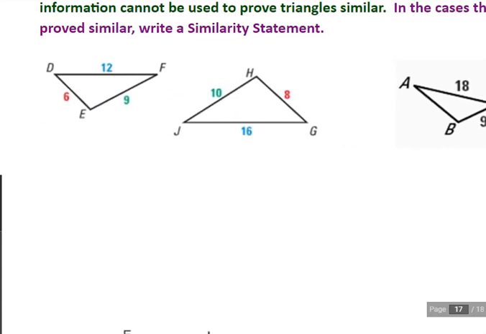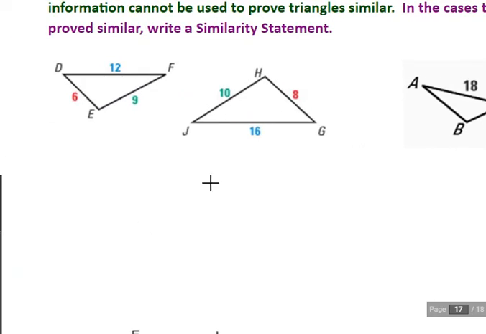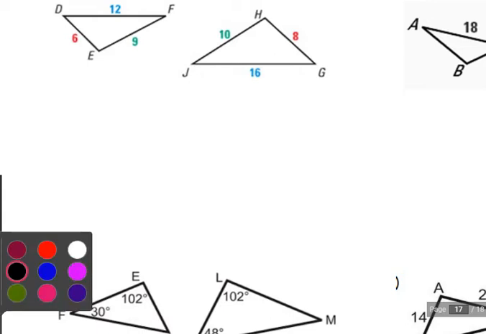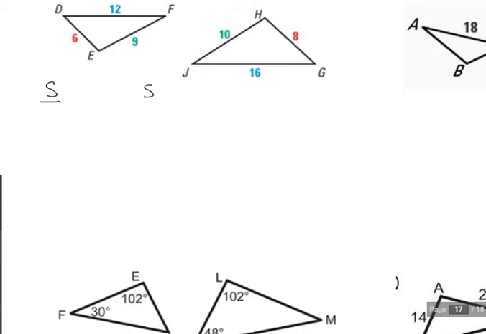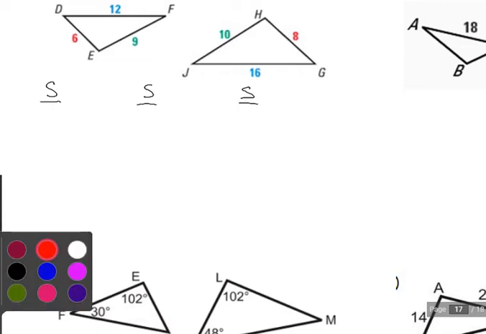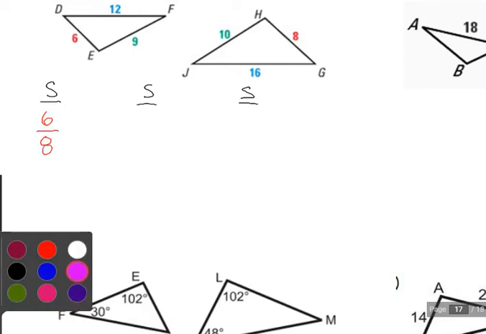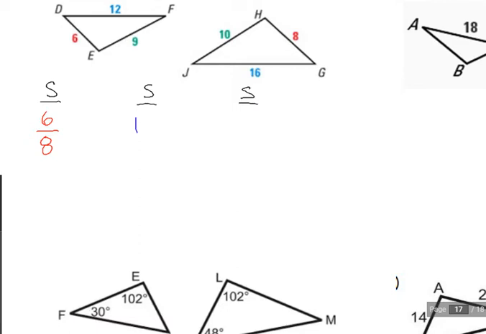All right. So same deal. First thing we should evaluate is can we even prove this by any of the shortcuts? Well, no angle information at all, but we do have side information, and so side, side, side is definitely in play. Let's see if it all works out. This one's even color-coded for us. Look at this. They're making life real easy. So we have 6 over 8. So red is to red. Okay, so 12 is to 16. Small triangle over large triangle. And then we have 9 over 10. Okay? Let's just check ratios.